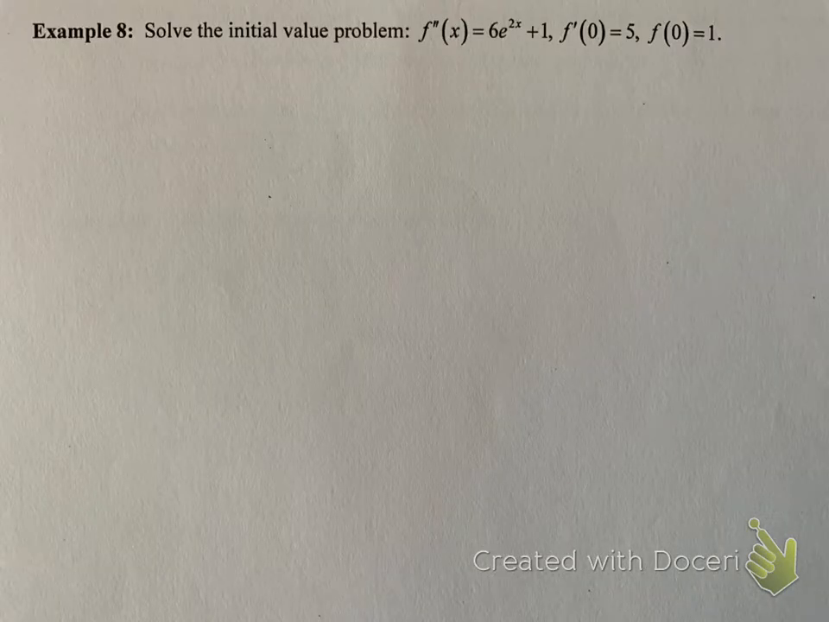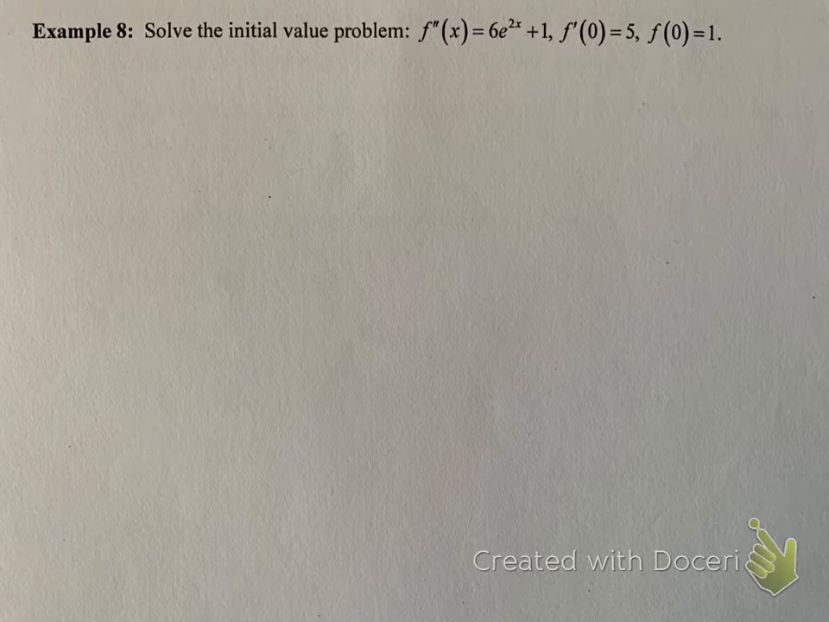Okay, so on the bottom of page 9, there's example number 8, which says solve the initial value problem for the second derivative of x, which equals 6 times e to the 2x plus 1. And then it gives us 2 bits of information. It tells us that the first derivative at 0, when x equals 0, equals 5. And then the original function at 0 equals 1.